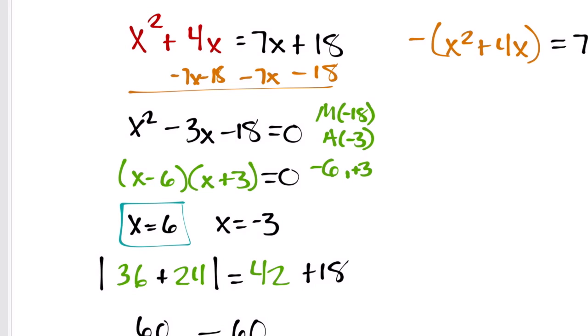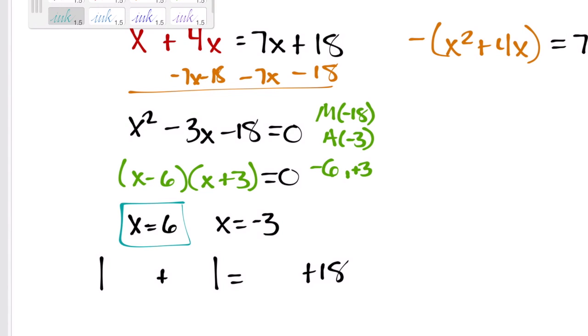And I want to do the same thing with my negative 3. So negative 3 squared would give me 9. 4 times the negative 3 would give me negative 12. And then I would have negative 21 with the 7 times the negative 3. 9 minus the 12 would give me negative 3. Absolute value of negative 3 is just positive 3. And negative 21 plus 18 would give me negative 3, but negative 3 and positive 3 aren't the same thing, so that one doesn't actually work out.